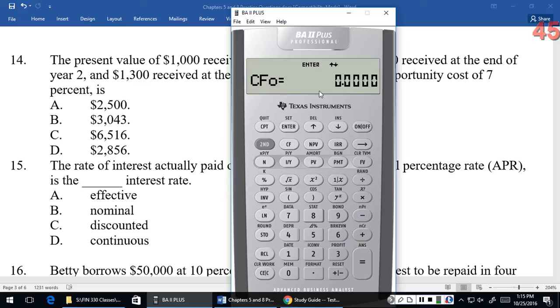And I can enter the cash flows as they occur. Now I only have cash flows at time period 1, 2, and 3. This is cash flow at time period 0. I don't have a cash flow at time period 0, so I'm simply going to press my down arrow key 1 time to go to cash flow number 1. And I'm going to enter here my 1,000. And again, it tells you at the top, you have to press your enter key to lock it in.